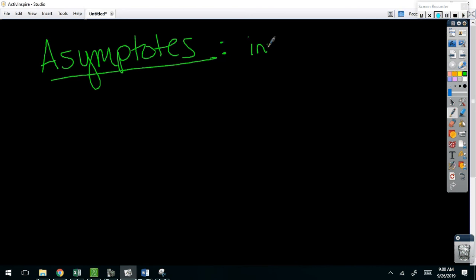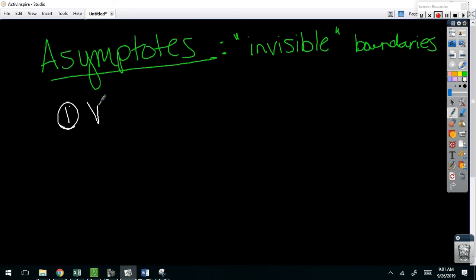Some of your calculators graph them. I'm going to say invisible boundaries. That's the easiest way I know to describe them, okay? So, two types of asymptotes, and we'll start with the ones that you already know. And those are vertical asymptotes.